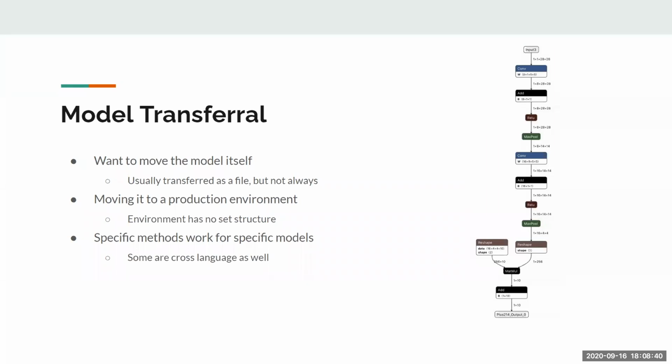Specific methods for transferring models work for specific models. Some of these methods are cross-language. You can take a model trained in Python and it will work in R or in Java or some other language. Over on the right, you can see there's an example of an ONNX representation, which we'll talk about in a little bit.